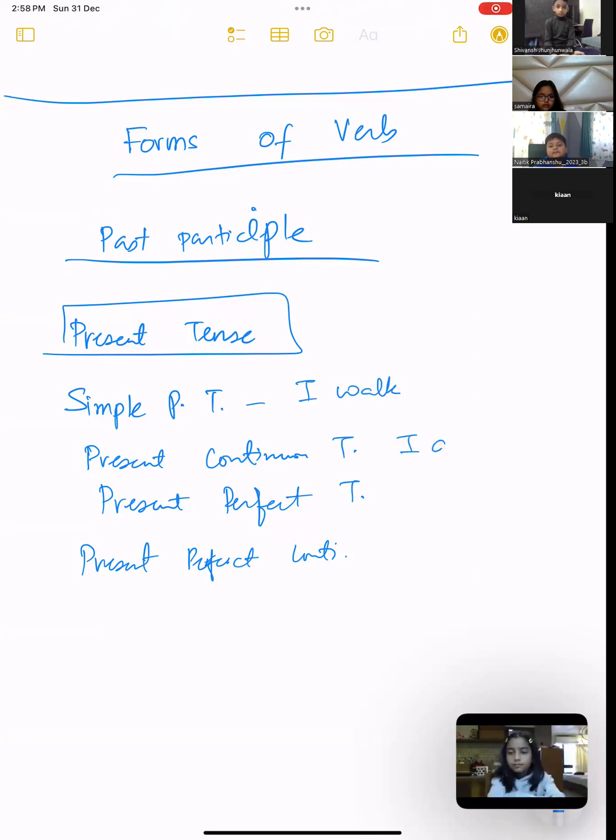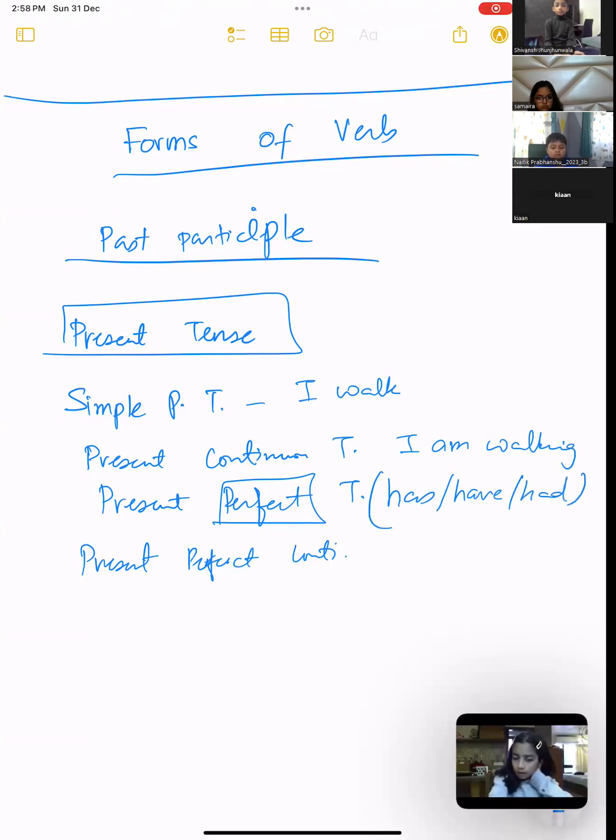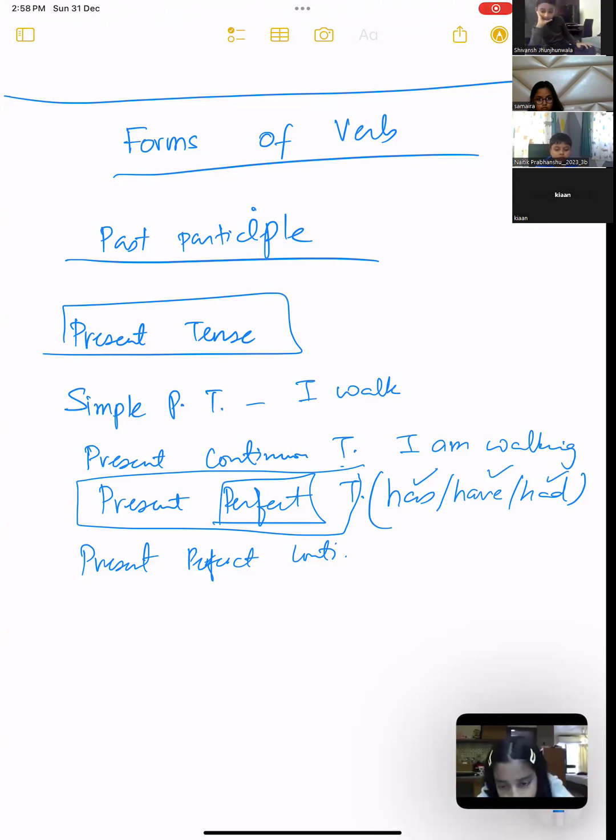Present continuous is I am walking. Okay, when perfect comes, it has the presence of has, have or had in it. If it is a present or a past or a future perfect, they will definitely have a keyword of has, have or had, depending upon the pronoun or noun that they use. And present perfect continuous is going to have that as well as the ing form. Okay?